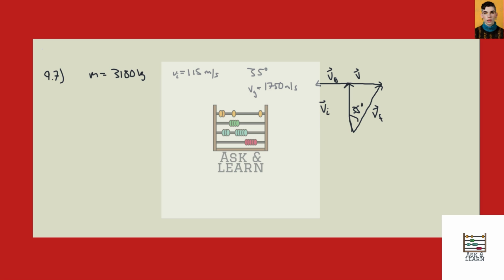And we should be able to see that, I'm going to call this top one Vx here, that the Vx magnitude is equal to the original magnitude times the tangent of 35 degrees.